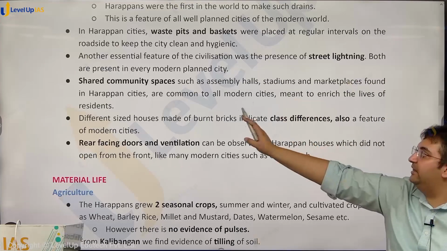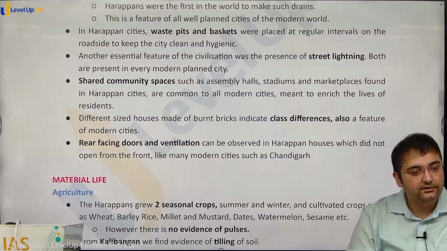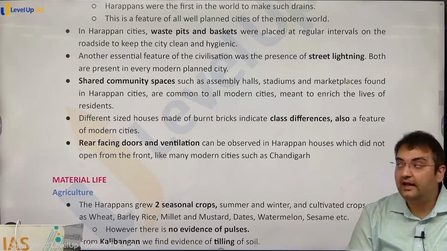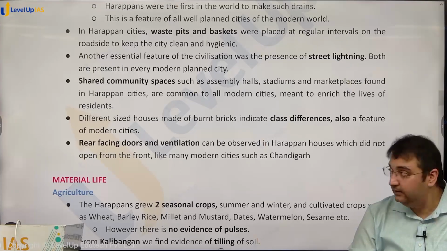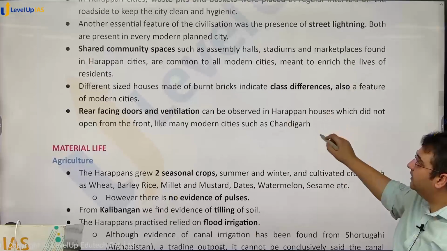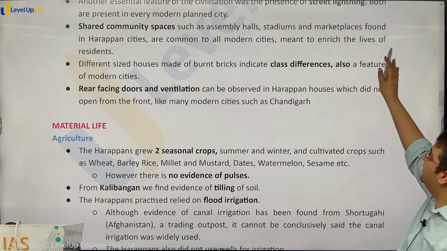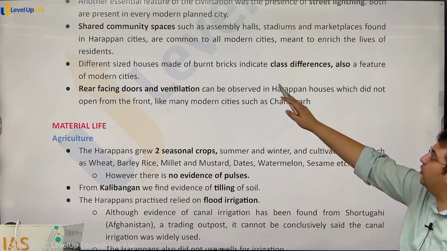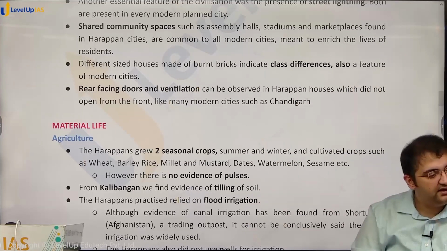Both these elements are present in almost every modern planned city. Why? Because this is an extremely important component of the quality of life of the urban dwellers, right? That is street lighting and good hygiene. Then shared community spaces such as assembly halls, stadiums, marketplaces found in Harappan cities are common to all modern cities which are meant to enrich the life of residents.